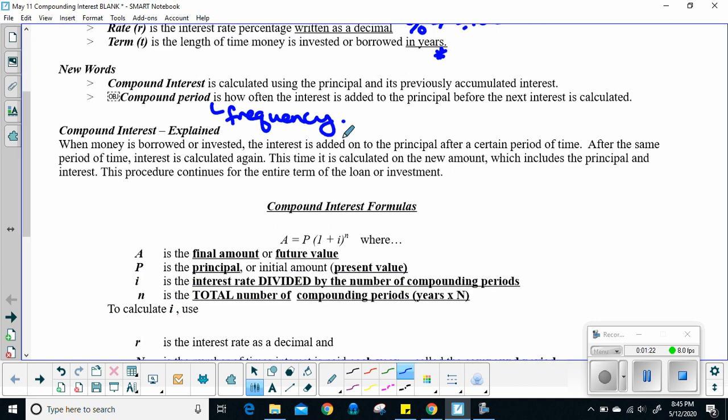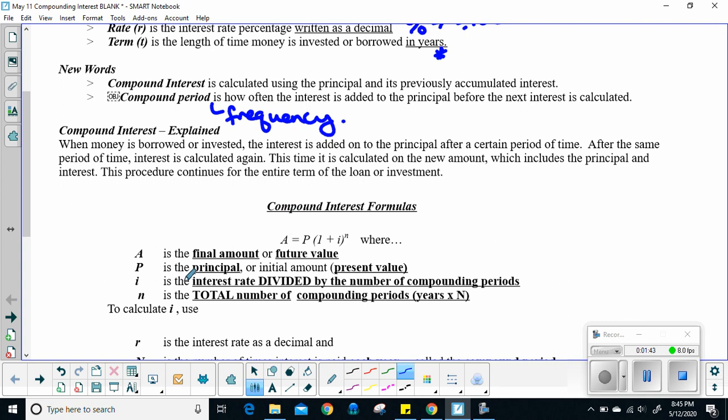When money is borrowed or invested, the interest is added on the principal after a certain period of time. After the same period of time, interest is then calculated again, and this time it is calculated on the new amount, which includes the principal and the interest. This procedure continues for the entire term of the loan or investment. Tomorrow's lesson, I'll show you that on a spreadsheet and a graph as to how that works. Today we're going to look at the equations.